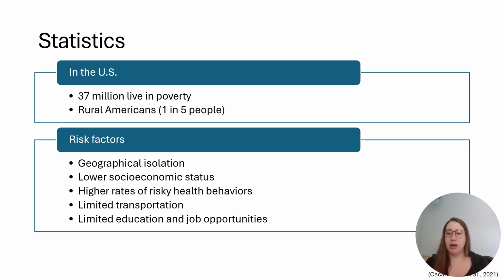Rural Americans also often face higher rates of health disparities due to geographical isolation, which can affect their ability to obtain healthy food and access to healthcare, lower socioeconomic status, higher rates of risky health behaviors such as tobacco use, limited transportation methods, and limited access to jobs.